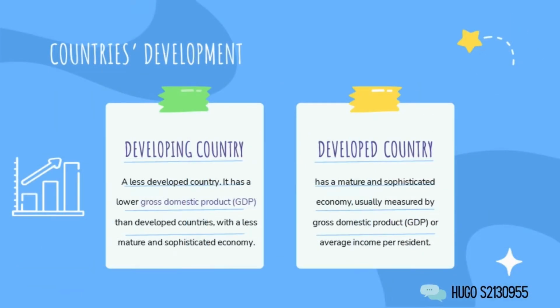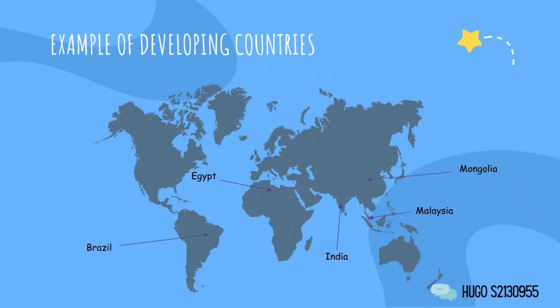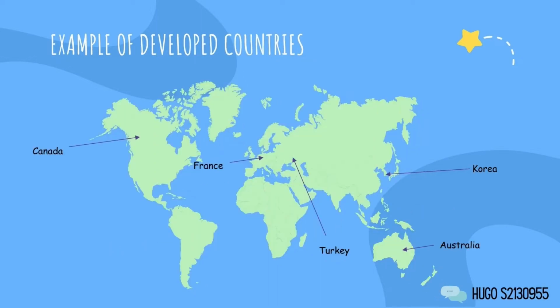Countries are also subdivided into developing countries and developed countries. The criteria of being classified as a developed country are being economically successful, measured by gross domestic product (GDP), which shows a country's economic status. Developing countries are countries where living standards, GDP, and economic strength are weaker than developed countries in comparison. A few examples of developing countries are Brazil, Egypt, India, Malaysia, and Mongolia. Canada, France, Turkey, Australia, and South Korea exemplify some of the developed countries.